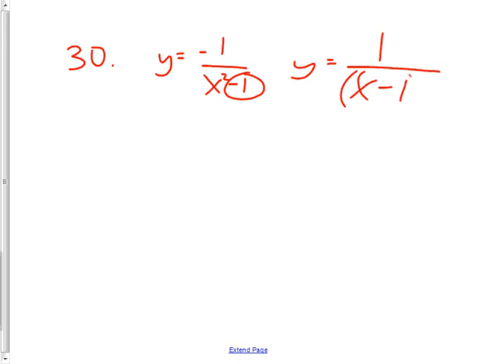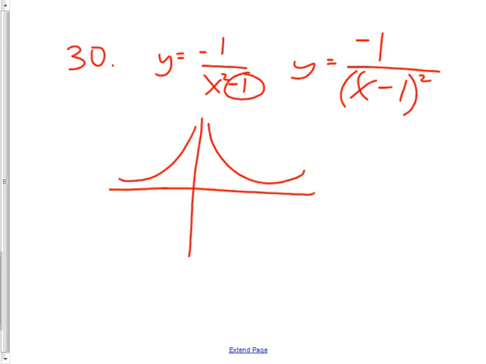X minus 1 quantity squared. So that's the volcano function, except it's been shifted 1 to the right, and oh, it's a negative on top, and it's been flipped. All right, so here's just the volcano function like normal, and then here's shifted to the right, and then here would be flipped.